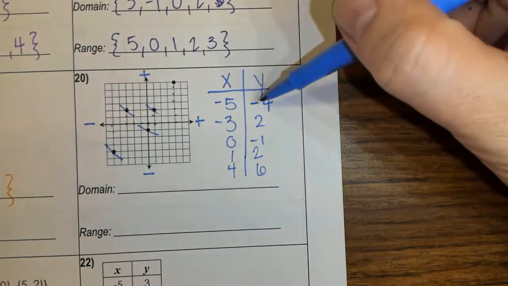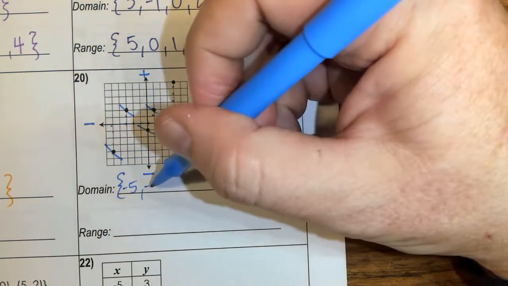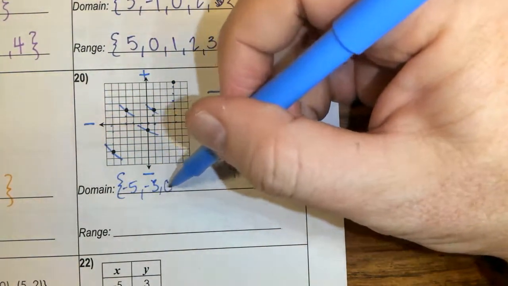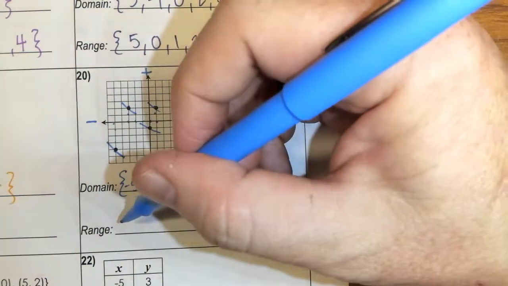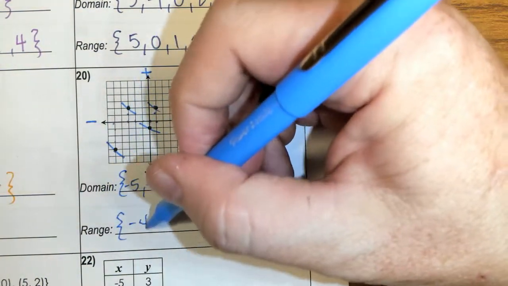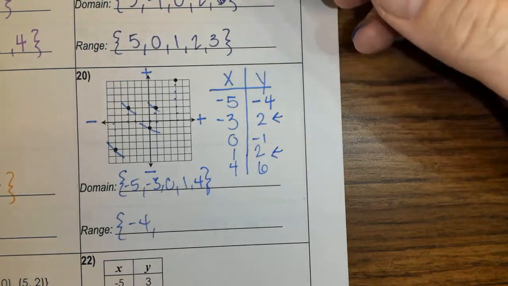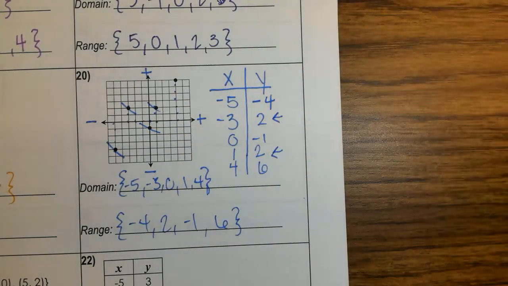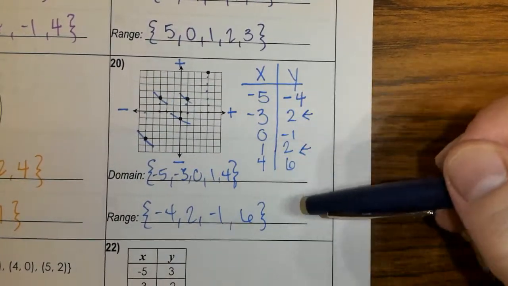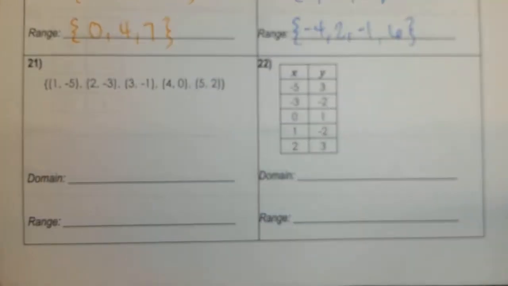So now I have domain, range. I just have to write it out. So -5, -3, 0, 1, 4. Oops, that was it. All right, range. Got -4. Oh look, I have 2 2's, so I don't have to repeat those. So 2, -1, 6. And I'm done with that one. So yeah, you can do tables, you can write ordered pairs, you can even make a mapping, however you want to write the points, just so you have the numbers.